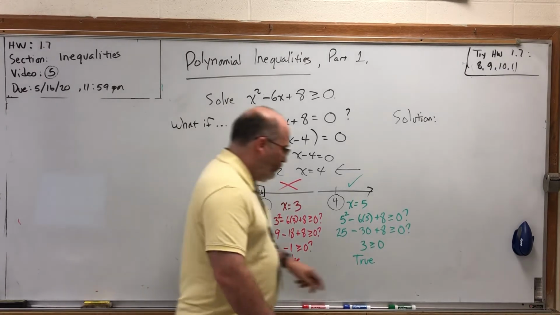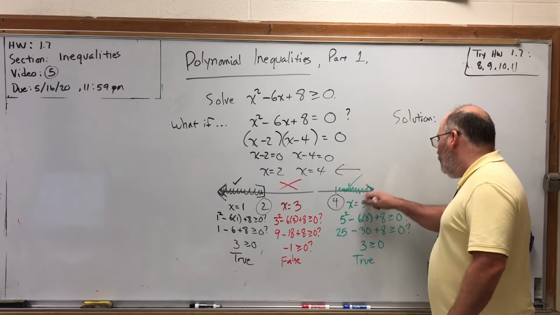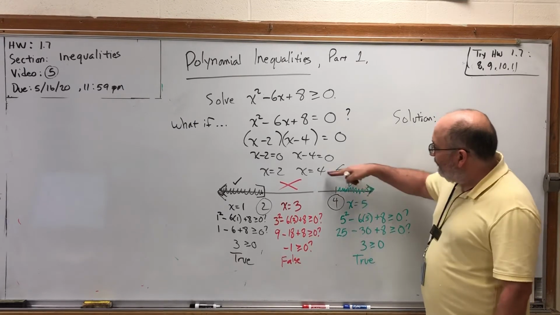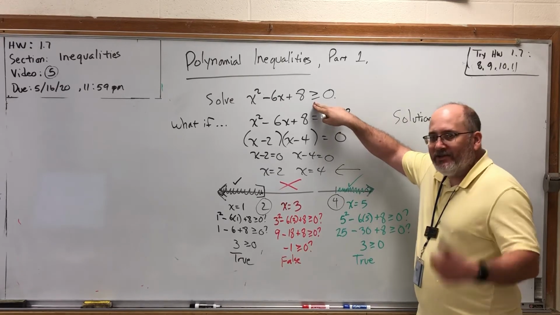And the same thing to the right side of 4. Everything to the right of 4 will make this inequality true. And we include the 4 because 4 was a solution to make it equal to 0. And our inequality says it's okay if it's equal.